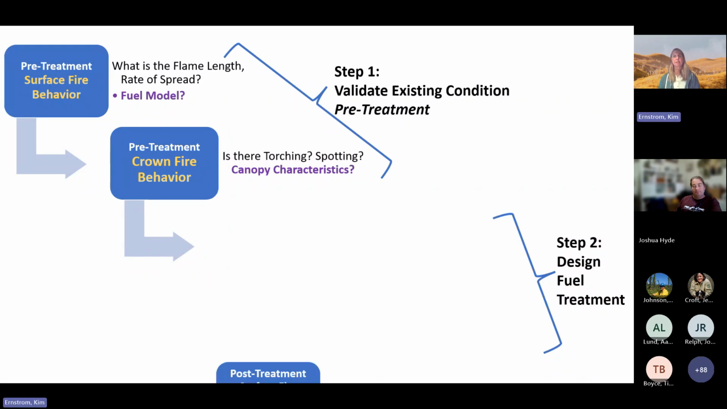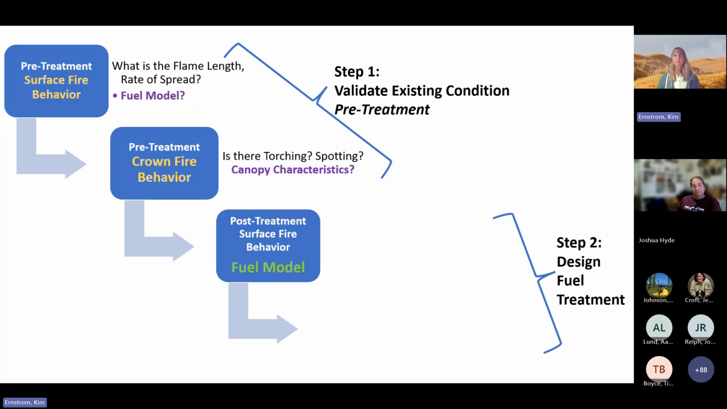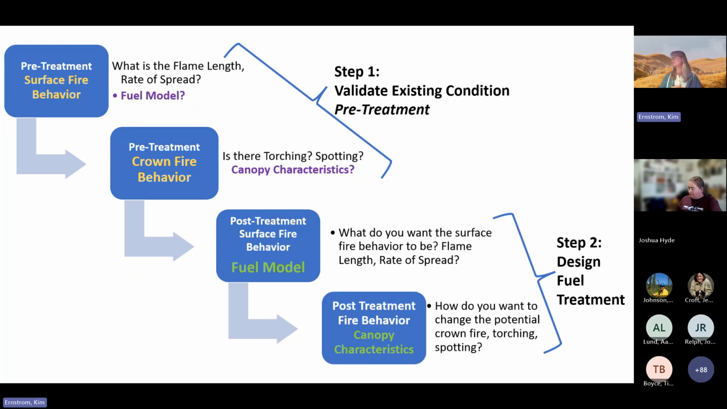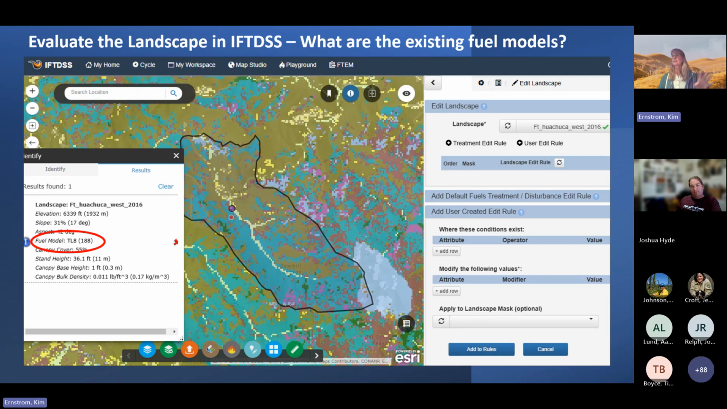And then step two is designing your fuels treatment, right? So what do we want the fire behavior to look like after we do our treatment? What do we want the surface fire behavior to be? What do we want the flame lengths to be? What do we want the rates of spread? Same with the canopy characteristics. How do we want to change the potential crown fire behavior? Do we want to reduce torching and spotting? Generally, that's what we're after when we're doing a fuels treatment. So those are the two steps: validating our existing condition, making sure the data within LANDFIRE is good, and then building our rules to reflect our fuels treatment.